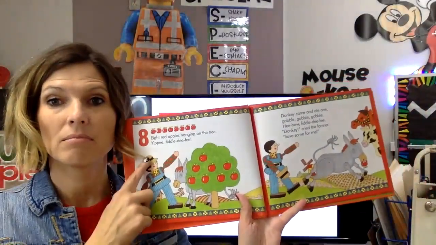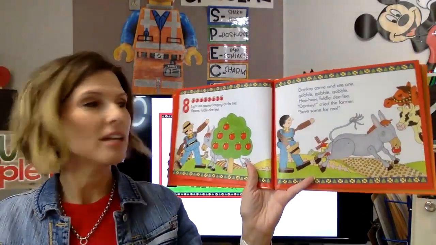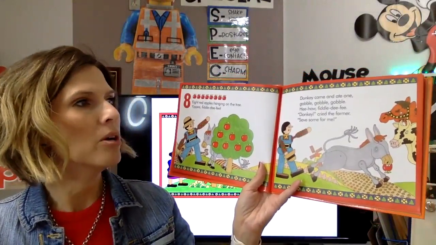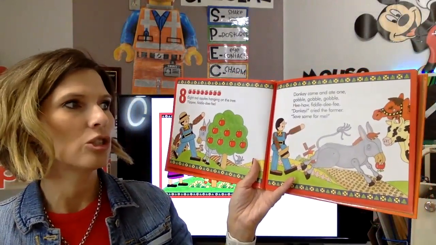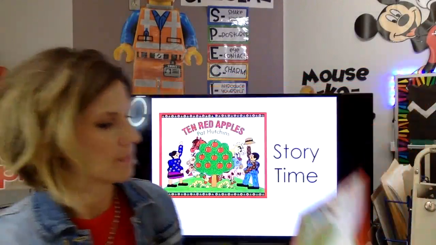Did you say 8? Eight red apples hanging on the tree. Yippee, fiddle-dee-dee. Donkey came and ate one. Gobble, gobble, gobble. Hee-haw, fiddle-dee-dee. Donkey, cried the farmer, save some for me.